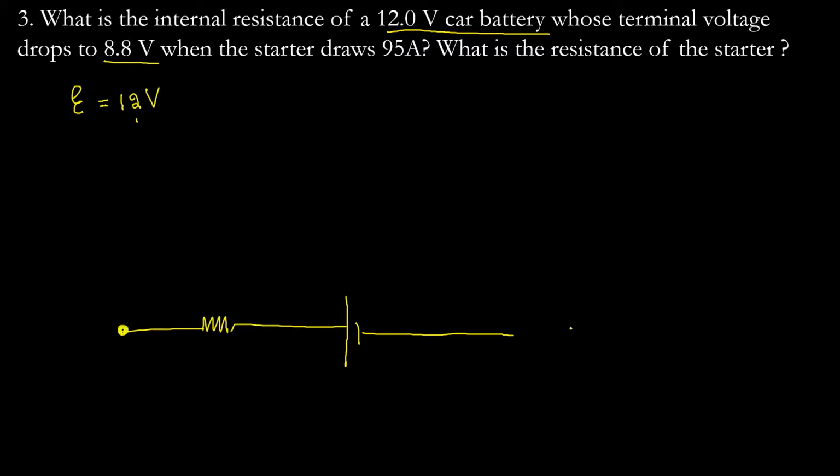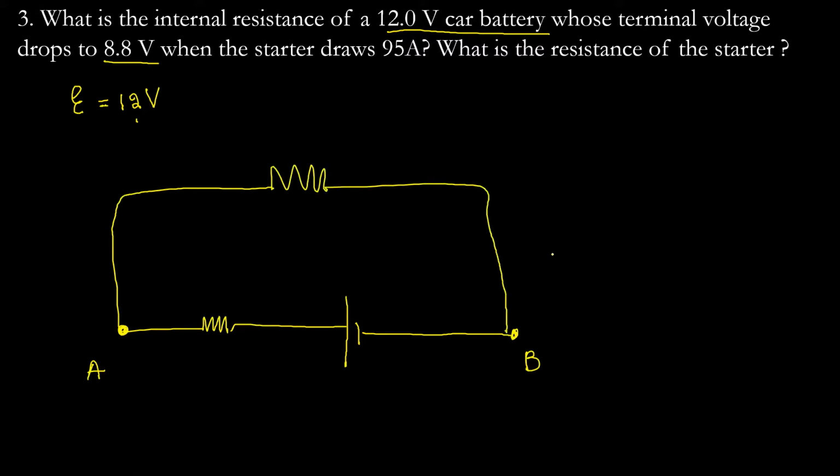So let's say these are the two terminals of your battery, A and B, and it is connected to the starter. We don't know the resistance of the starter, but we know the total current which is flowing through the circuit is 95 amperes. So they're asking us to calculate the internal resistance of the battery. So they're asking us what is the simple r.